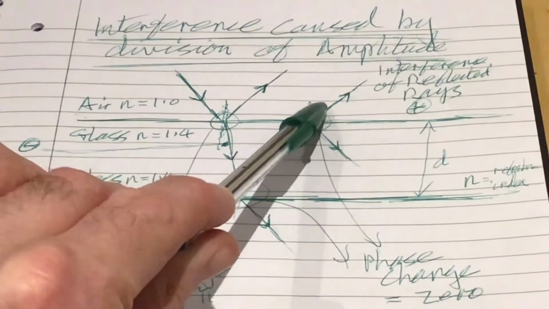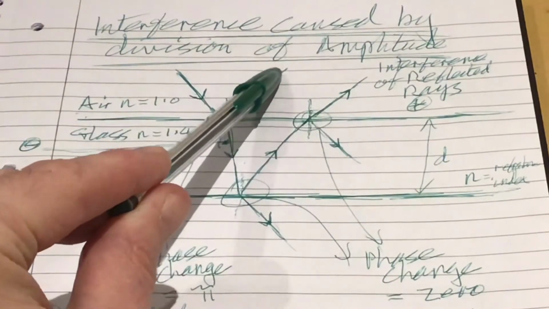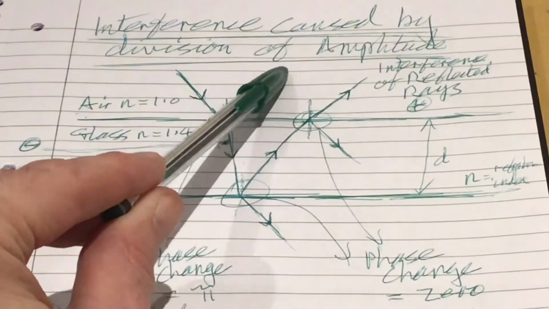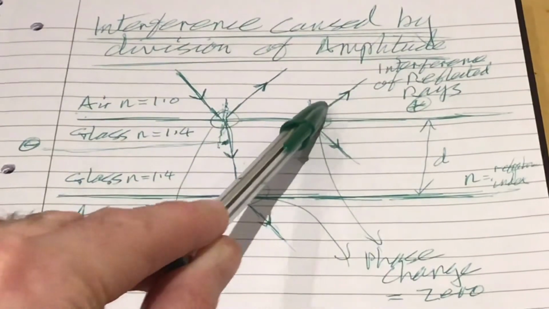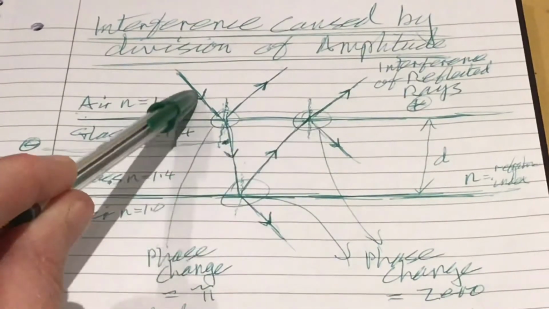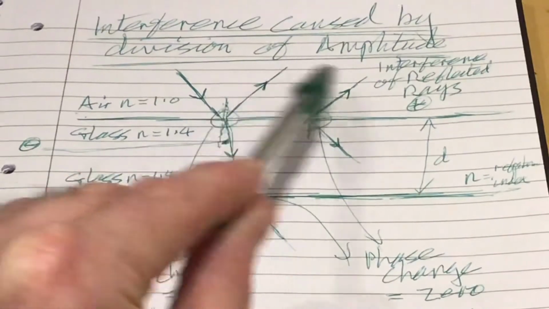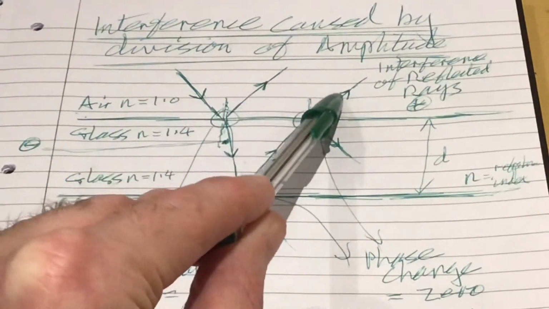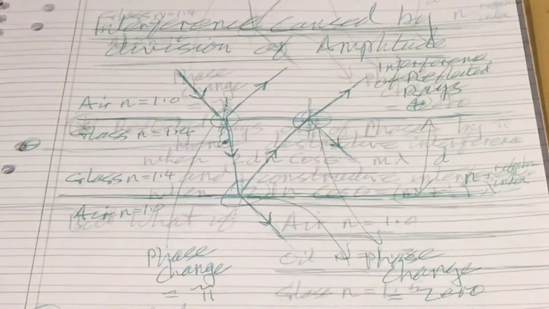So there is no phase change there, and here again we're going from optically more dense to optically less dense. So again, no phase change here, which means that this ray of light, which has had its phase changed by pi radians, and this ray of light, which has not had its phase changed compared to the original incident ray of light, these two rays are now pi radians out of phase with each other, and that is equivalent to half a wavelength out of phase, and that means we get destructive interference.